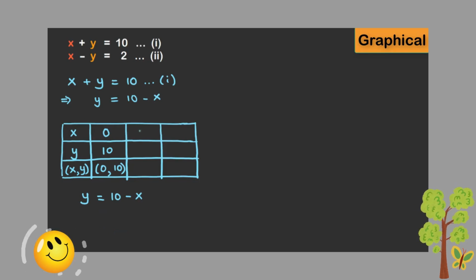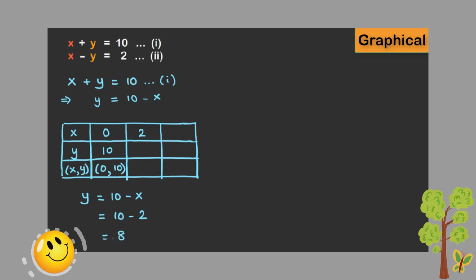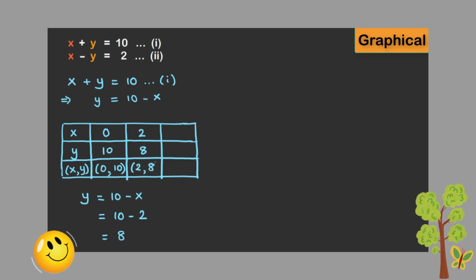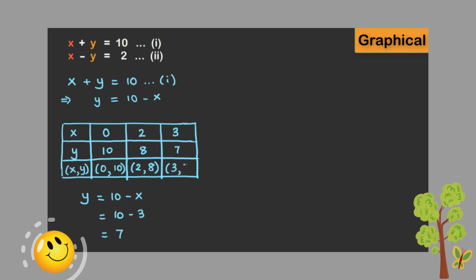Next, let's take x equal to 2. You should take such values of x so that the point x comma y fits in the graph. Again, on solving, we get y equal to 8. So our second point is 2 comma 8. Note, you can also take negative values of x. For the third point, let's take x equal to 3. And on solving, we get the point as 3 comma 7.